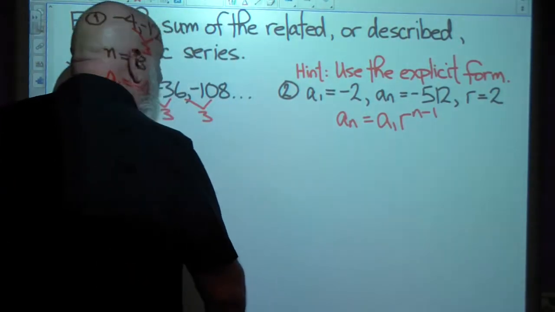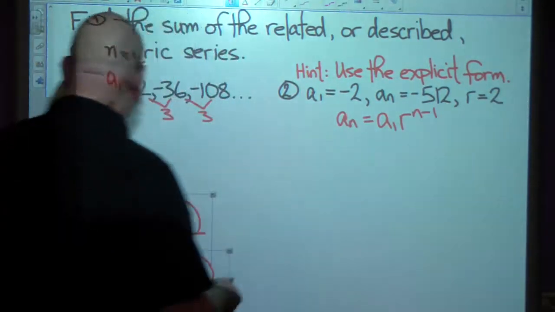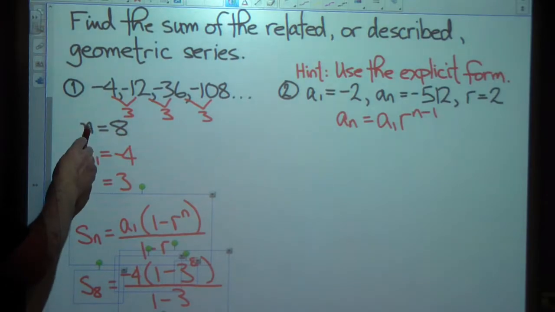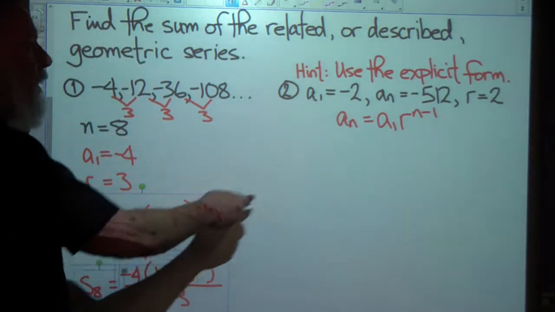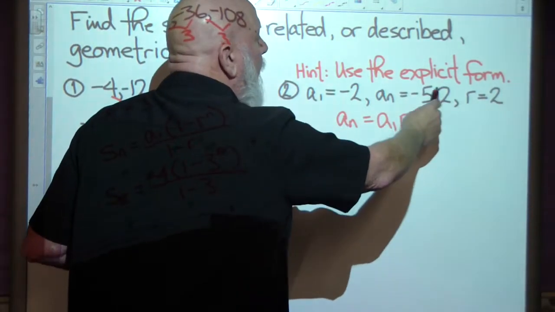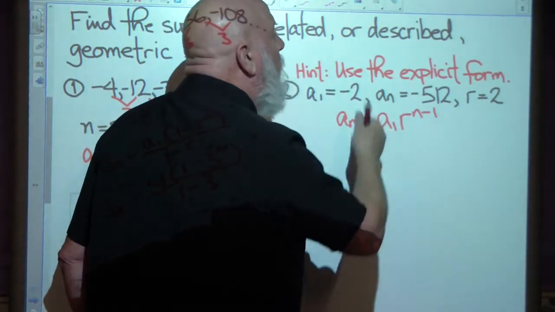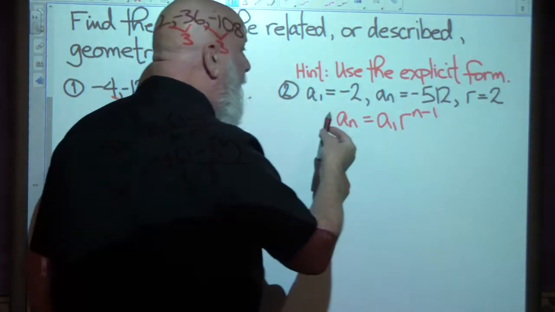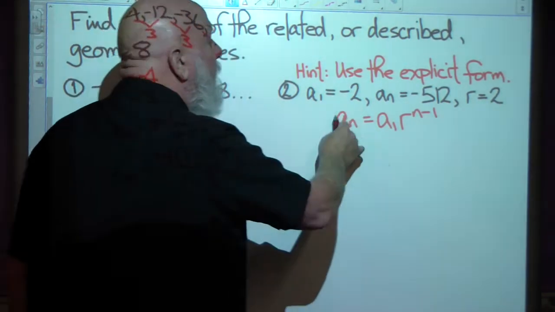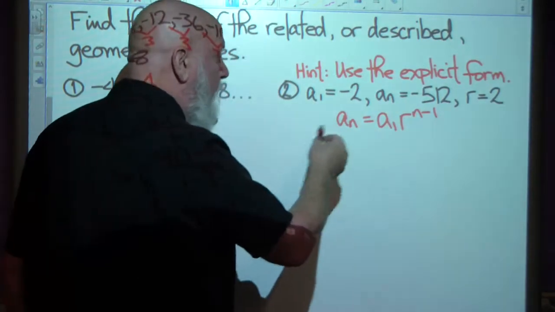Here we go. I look up here, I say, hey, I don't have the three pieces of information I need. I don't have n. I do have the first term, I do have the common ratio, and I have the nth term, but I don't know what n is, the number of terms. So I'm going to solve that. I'm going to find the n by plugging everything into here and solving for n.